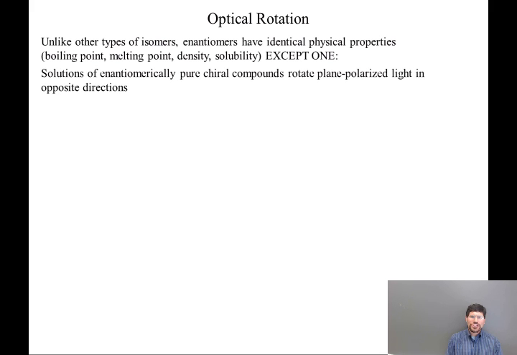property. Solutions of enantiomerically pure chiral compounds rotate plane polarized light in opposite directions. In other words, enantiomers have opposite optical rotations. I've thrown a lot of jargon at you, so we need to deconstruct this a little bit. First of all, what is plane polarized light?